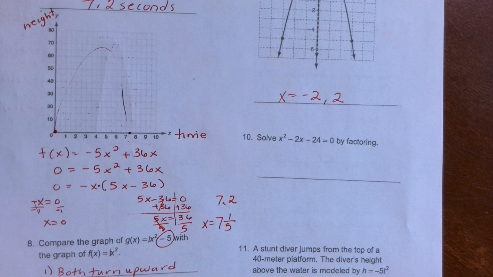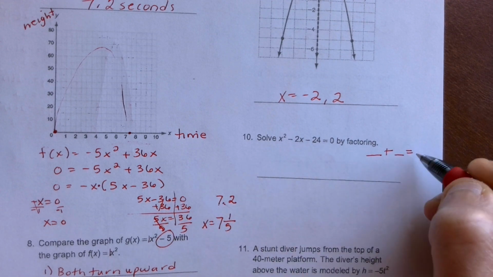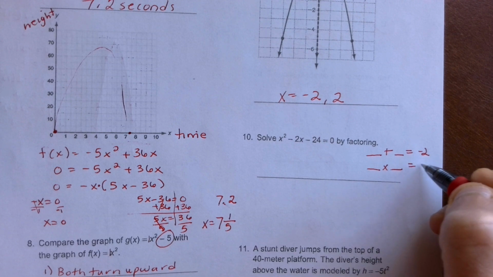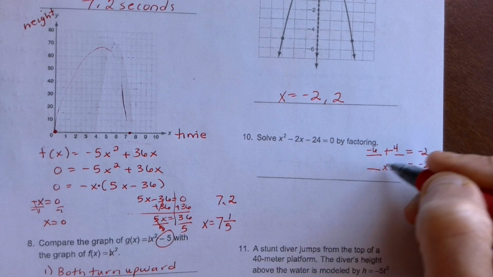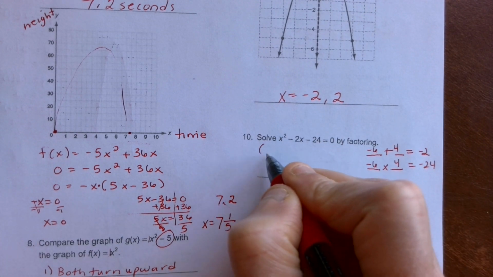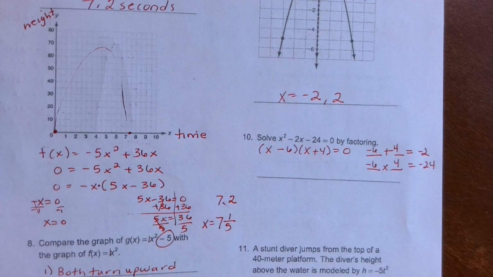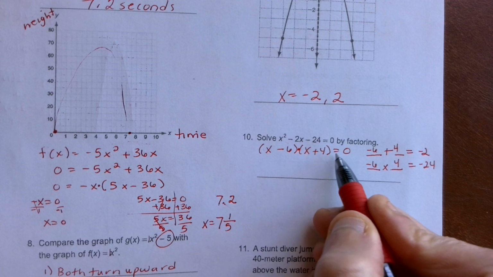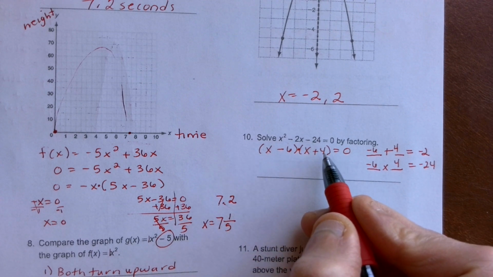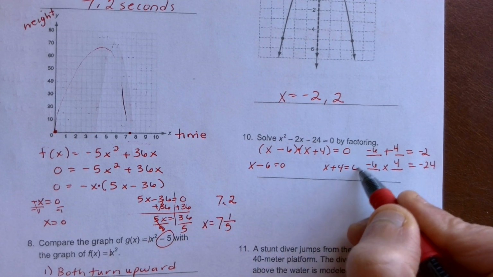Number 10, solve by factoring. Yay, we love factoring. So we're looking for two numbers that when you add them, you get the -2. And when you multiply them, you get the -24. And the answers for that would be -6 and 4. So we can factor that (x - 6)(x + 4) = 0. And again, the zero property says that when these are multiplied together, one of these has to be 0. And you can probably look at those and figure out the solutions, which is totally fine, but just in case you don't see that, I will show you.